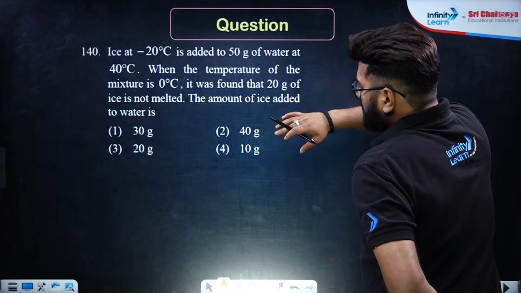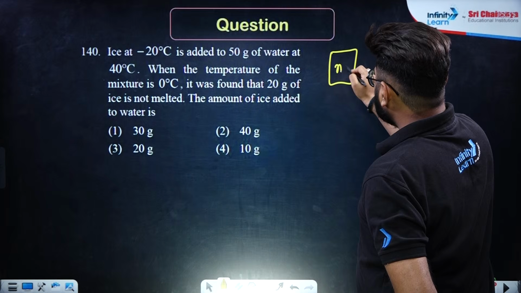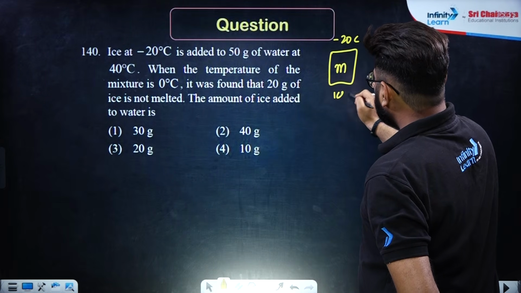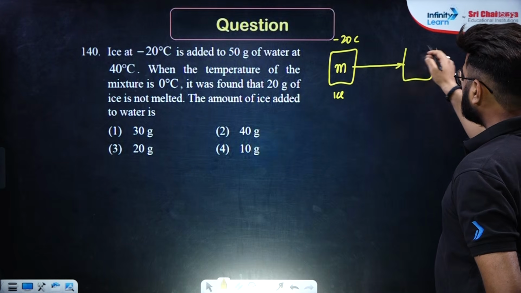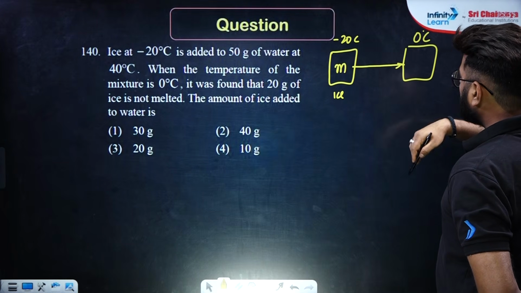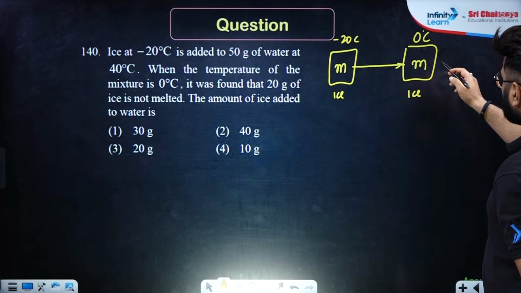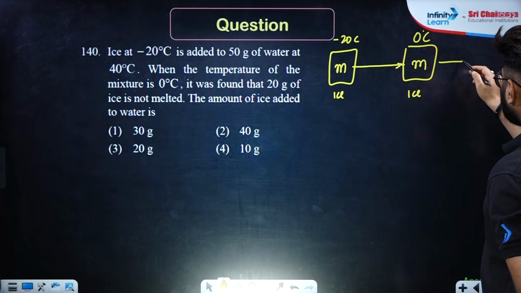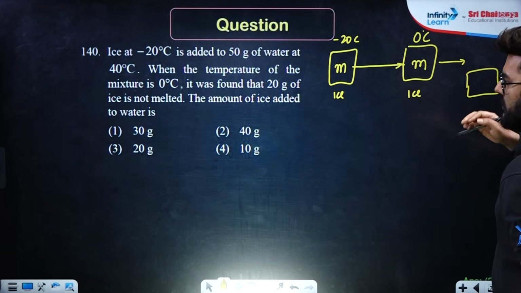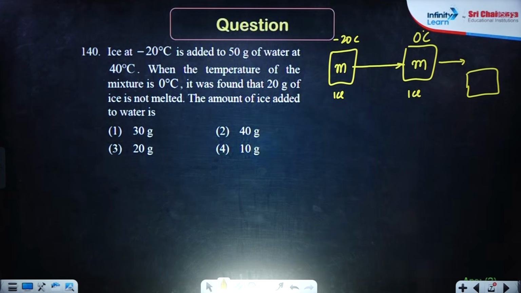For example, let's say there was some ice of mass M at minus 20. This ice reduced its temperature, or rather increased it, from minus 20 to 0. Now out of this ice, only some portion melts, because when the temperature of the mixture is 0, it was found 20 gram of ice is not melted. So 20 gram of ice still remained as it is at 0 degree centigrade, and the rest, M minus 20, converted to water at 0 degree centigrade only.